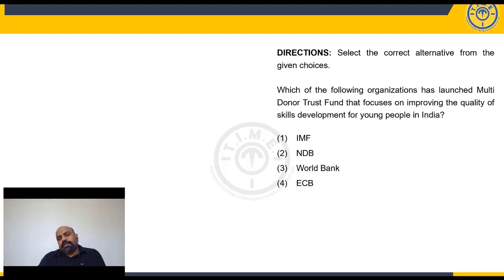The President, the head, is called David Malpass, M-A-L-P-A-S-S. David Malpass.